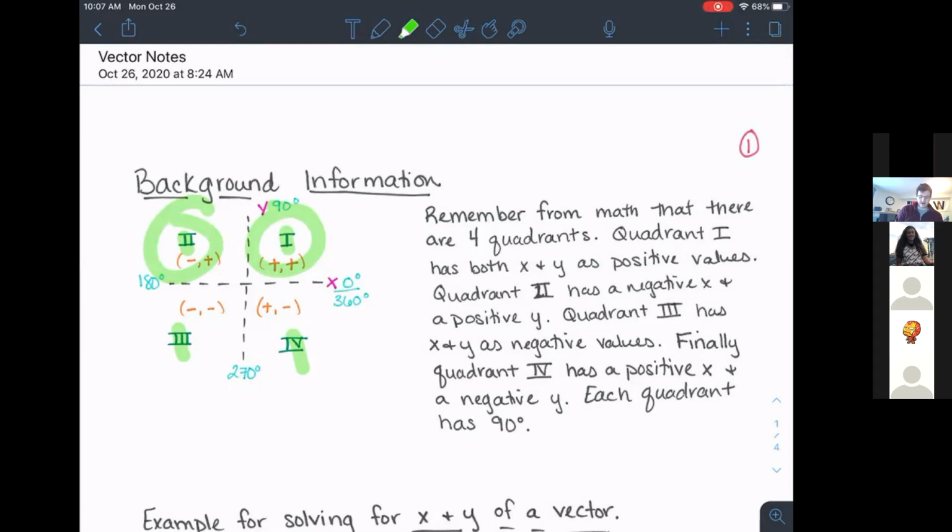In quadrant 3, we have negatives for both X and Y. And then in quadrant 4, we have a positive X and a negative Y. Hopefully you guys remember that from math class because that's going to be super important when we're doing vectors now and when we're doing forces in the future where you're drawing these vectors.